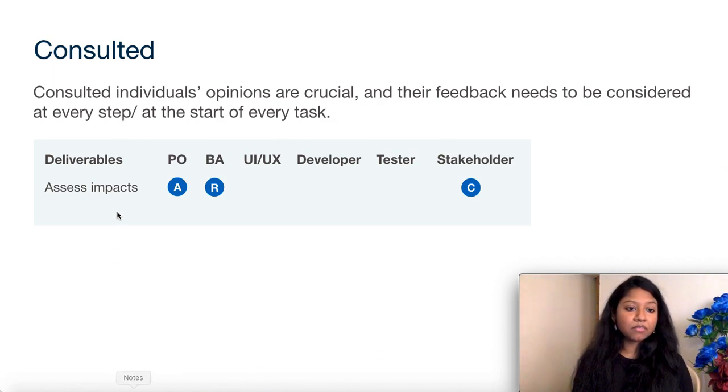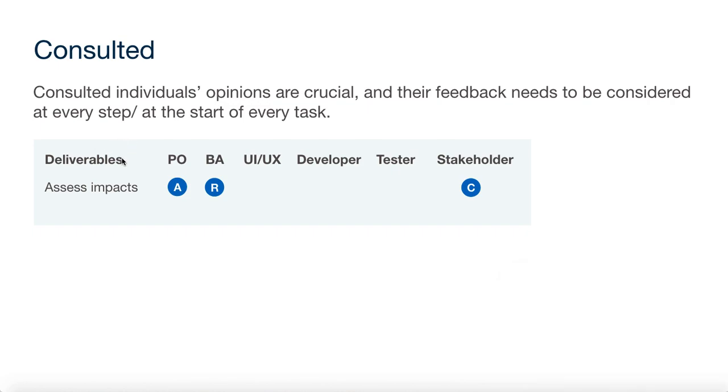So let's say that you want to assess impacts. To assess impacts, you definitely need to engage with stakeholders, with the right people, to understand what the impacts exactly are. So that's when, for example, I've marked stakeholders as to be consulted, for a task of assess impacts.